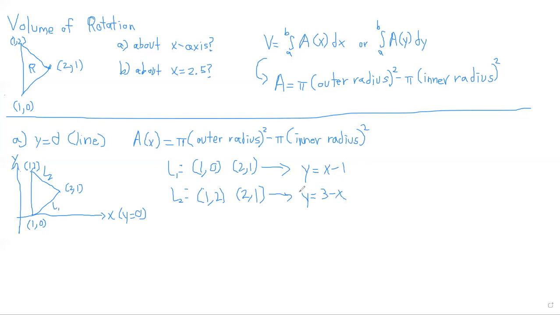So we have these two functions expressed in these lines. Now we're rotating it about the x-axis, or y is equal to 0. The outer radius is going to be the line that's further from the x-axis, which is L2, which is 3 minus x. So that's pi times (3 minus x) squared, since 3 minus x is the outer radius, it's further apart, and minus pi times (x minus 1) squared.